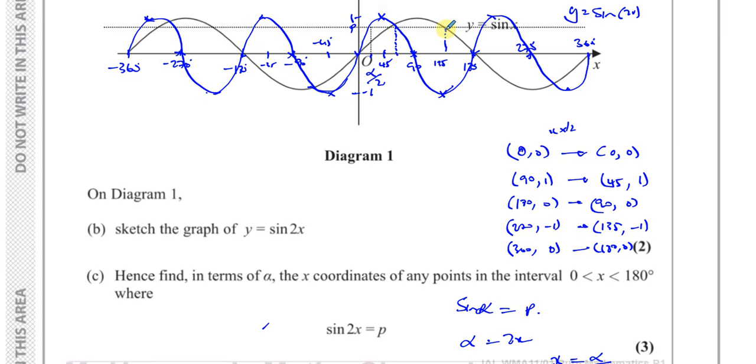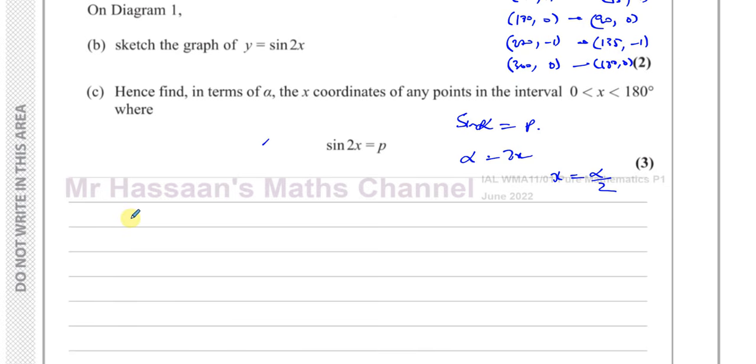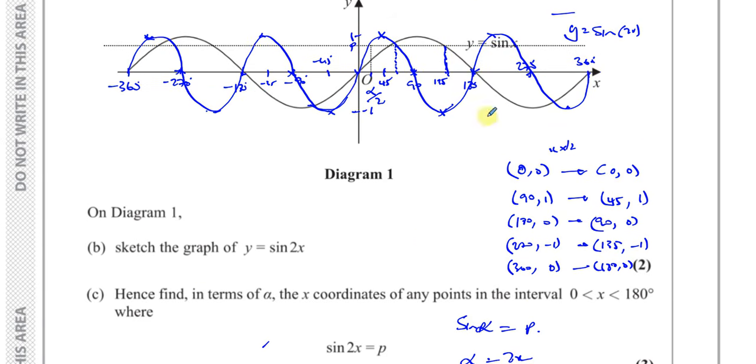And before, the value there would have been 180 minus alpha. That answer was 180 minus alpha, the one that we had over here. So now it's going to be 180 minus alpha over 2. So we can say x is going to equal alpha over 2, and x is going to be equal to 180 minus alpha divided by 2. Why? Because if we look at y equals sine x, the two solutions are here, which is alpha, and this is 180 minus alpha.